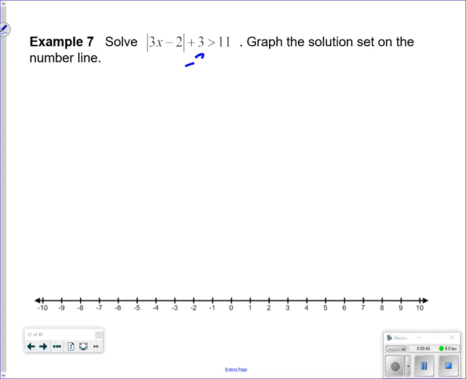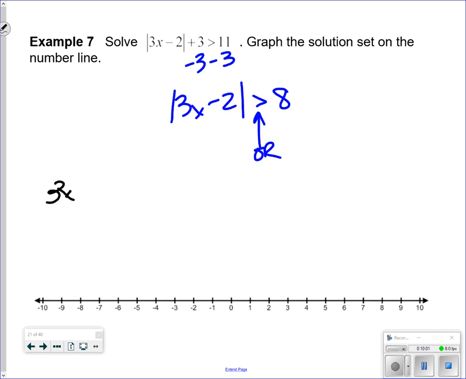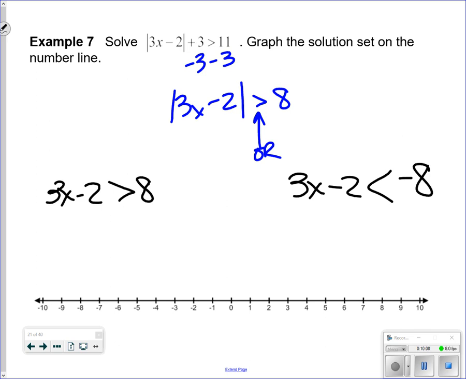First, isolate the absolute value, just like you would when you go to solve it. 3x minus 2 is greater than 8. Greater than. A greater than symbol is an or. So if you have an or question, you are going to be greater than the positive or less than the negative. You're dealing with the extremes. So if I am greater than the positive to the right and I am less than the negative to the left, solve.